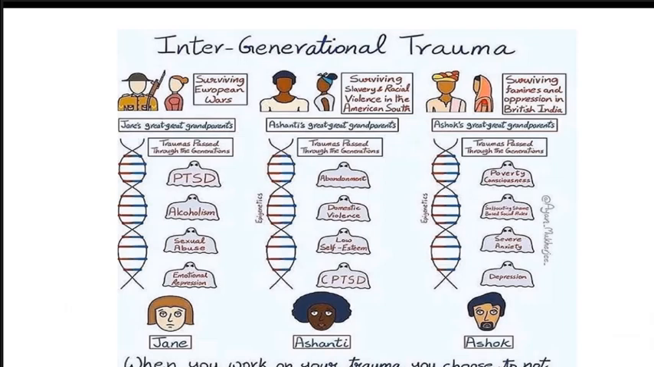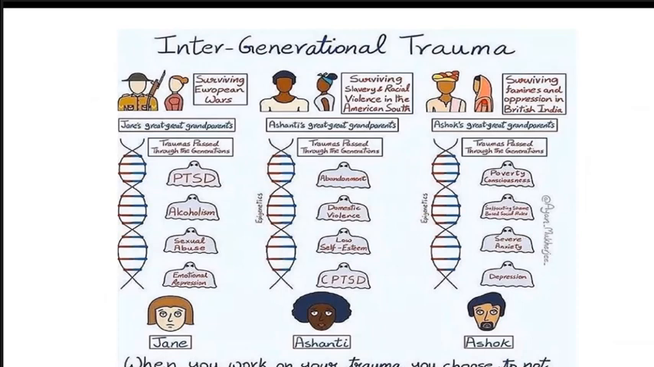I've got this really good illustration. It's done by a really good therapist called Ayan Mukherjee. He's a therapist and does a lot of cartoons and drawings, and he talks about epigenetics and how your great-great-grandparents can impact you and your mental health. One of his quotes is, when you work on your trauma, you choose to not pass it on to the next generation, which I think is quite powerful, because there's a lot of onus on you to not be passing on those experiences, because you do it in ways that you don't even know you're doing it.